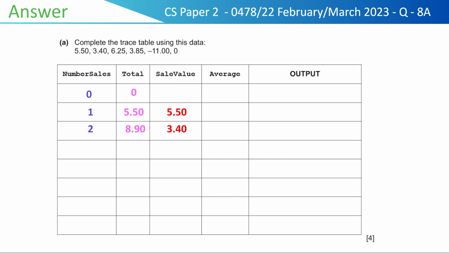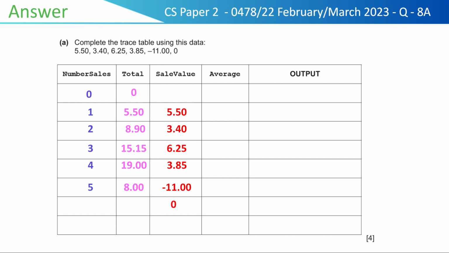Then sales value of 6.25 brings total to 15.15 and number of sales to 3. Then 3.85 makes total as 19.00 with number of sales as 4. And then a negative sales value of minus 11.00 makes total drop to 8.00 with number of sales of 5. Now we input 0, which signals the end of the loop.